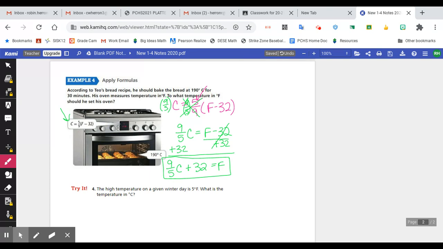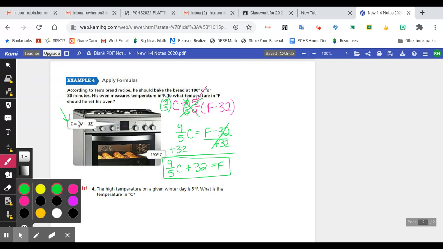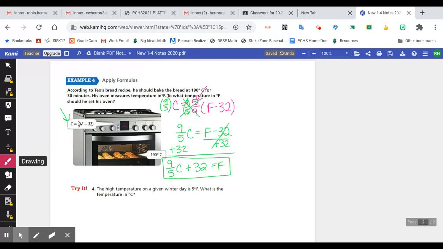Okay, now if Teo wants to bake his bread and he needs to have it at 190 degrees Celsius, then we're going to plug 190 in for C and solve. So 9/5 times 190 plus 32 equals F. Simply type this in your calculator from left to right, and you should get that he needs to bake it at 374 degrees Fahrenheit.